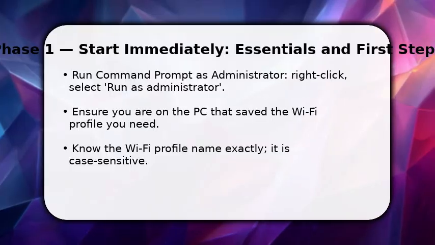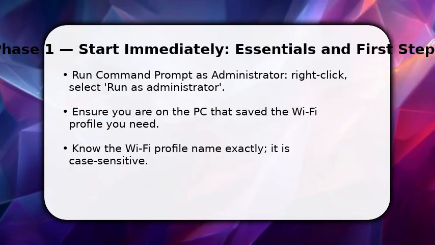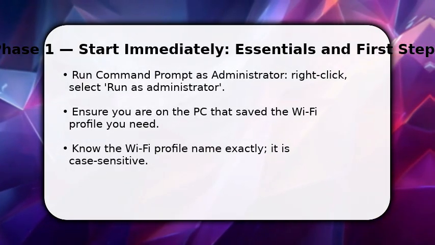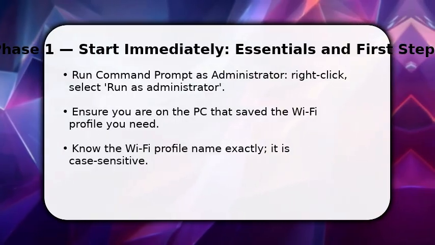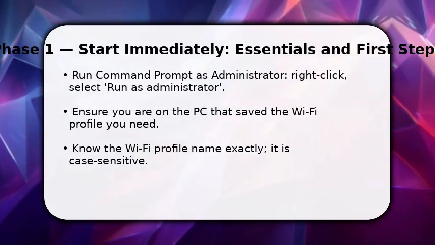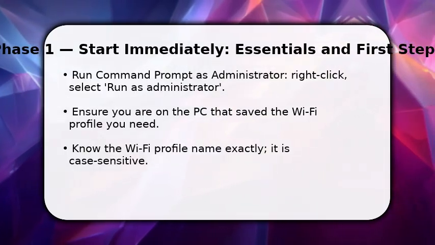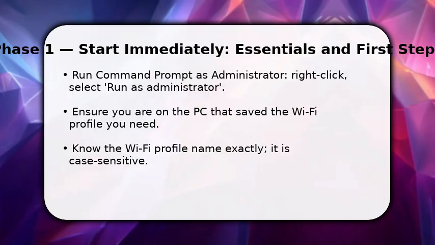You start by opening Command Prompt as administrator. This ensures you can read stored profile details. Once done, confirm you are on the machine that previously connected to the network. Next, list saved wireless profiles with netsh wlan show profiles. This shows profile names you will reference.